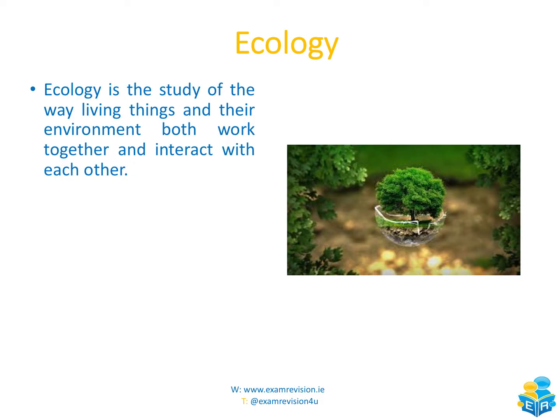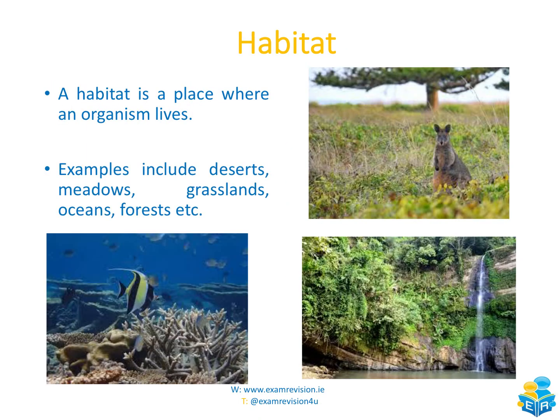Now, the first thing we're going to look at is a definition of what ecology actually is. And ecology is the study of the way living things and their environment both work together and interact with each other. So when we look at living things there, we're going to be looking at our plants, we're going to be looking at our animals, seeing how they work together, how they interact with each other, and it's all of those interactions that give us the definition of ecology.